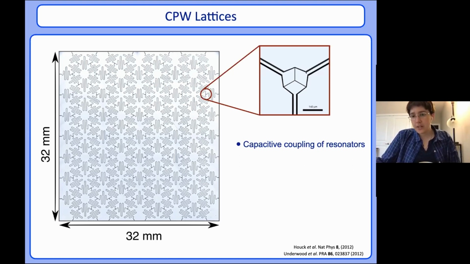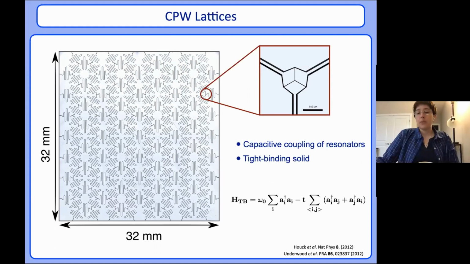In this region, there's an enhanced capacitance between the center pins of the different cavities. And this allows a microwave photon that's rattling around in this cavity to hop over to either that one or that one. So we have this capacitively coupled resonator network, and we really like to think of it as a tight binding solid for photons. The resonator frequency sets the on-site energy, and then there are hopping terms given by who is connected to whom by these capacitors.